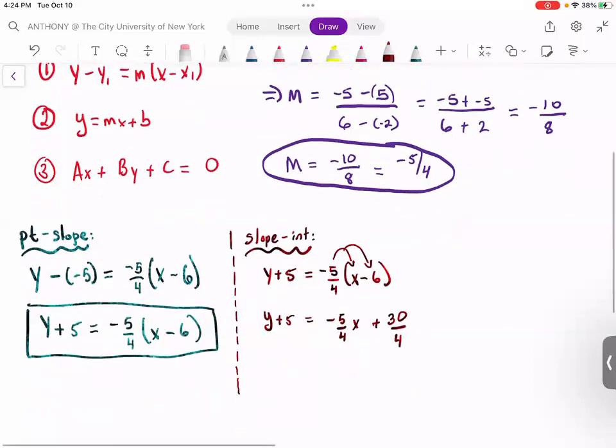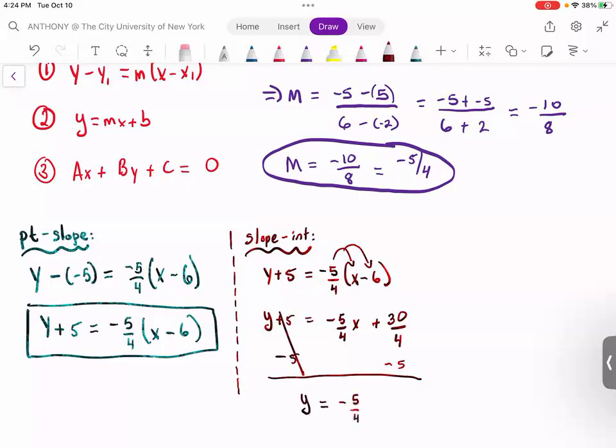Why do I say that? Because I have to now subtract 5 on both sides, right? The left-hand side of the equation was read as y plus 5. I need to get the y by itself. So we get y equals -5/4 x. Now 30/4 minus 5, we essentially have a fraction minus a whole number.